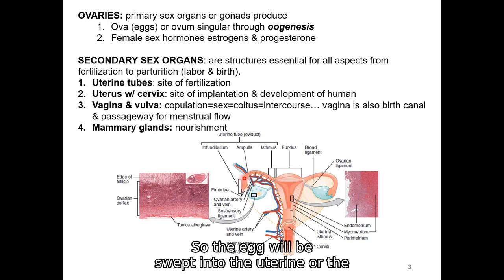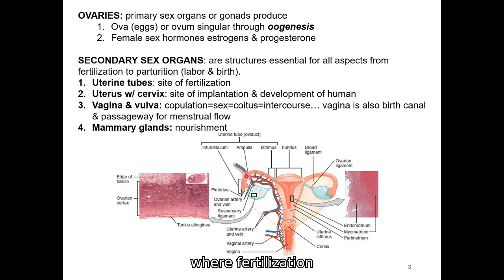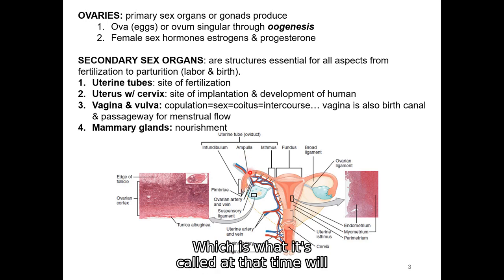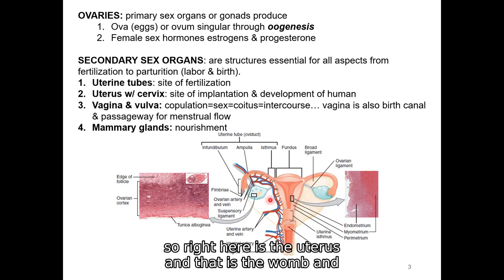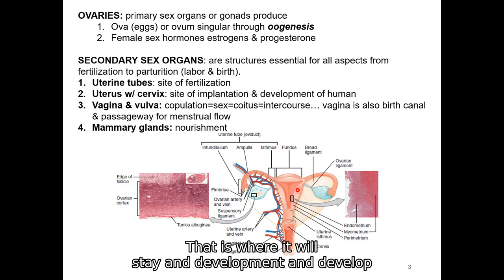So the egg will be swept into the uterine or the fallopian tube, and then this widened portion called the ampulla is where fertilization ideally takes place. Then if there is fertilization, the conceptus, which is what it's called at that time, will make its way through the uterine tubes into the uterus. So right here is the uterus, and that is the womb. And then the conceptus will implant into the womb, and then it's called an embryo. And that is where it will stay and develop.